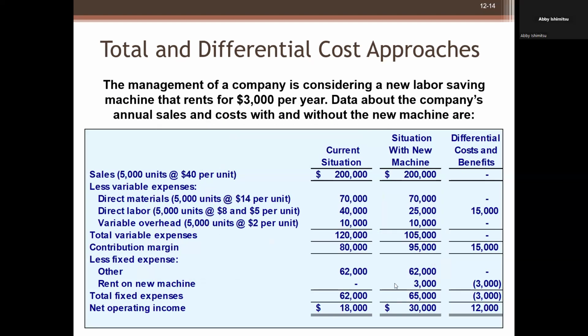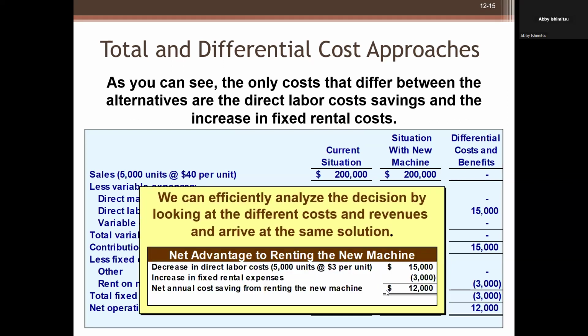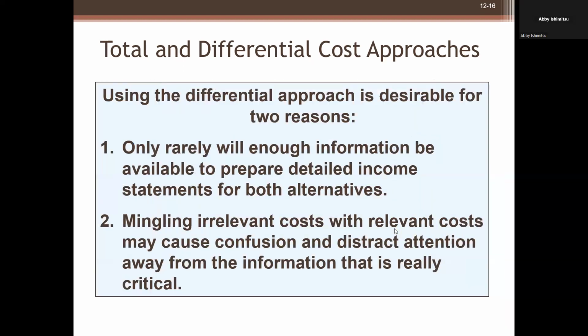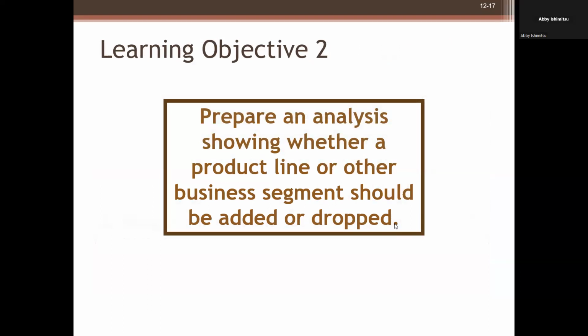So this is the long way to present that data. This is the short way to present that data, okay? Sometimes you don't have enough information to do that full income statement side by side, our current situation versus our proposed situation. And so you have to do that differential approach. I prefer the long approach. I think it gives people time to understand the data better. Okay, so that's one example.